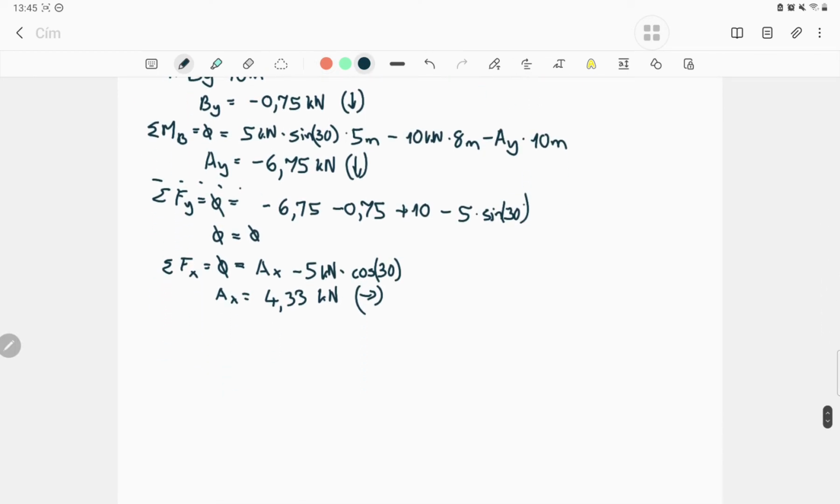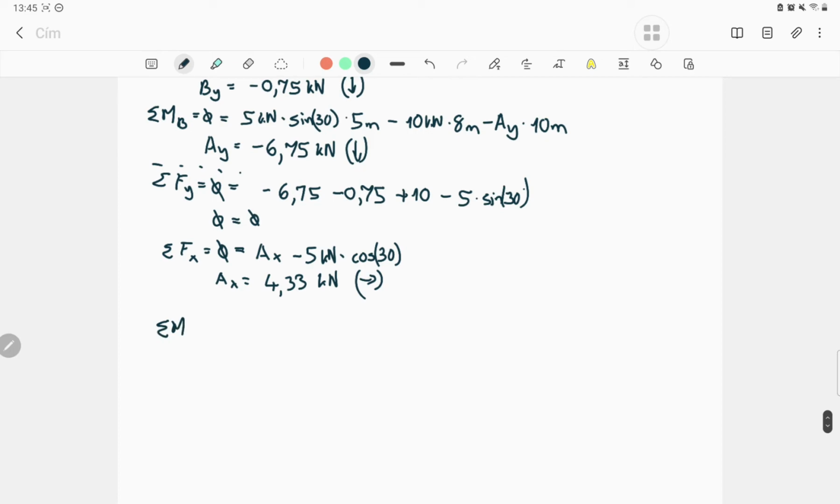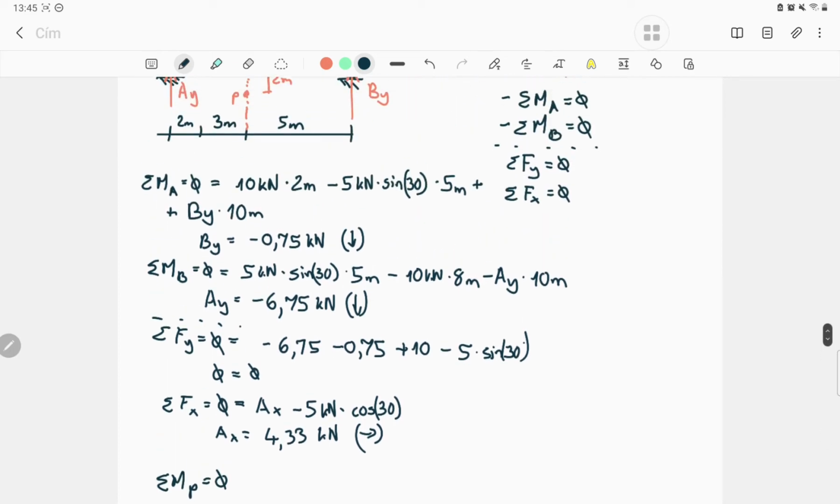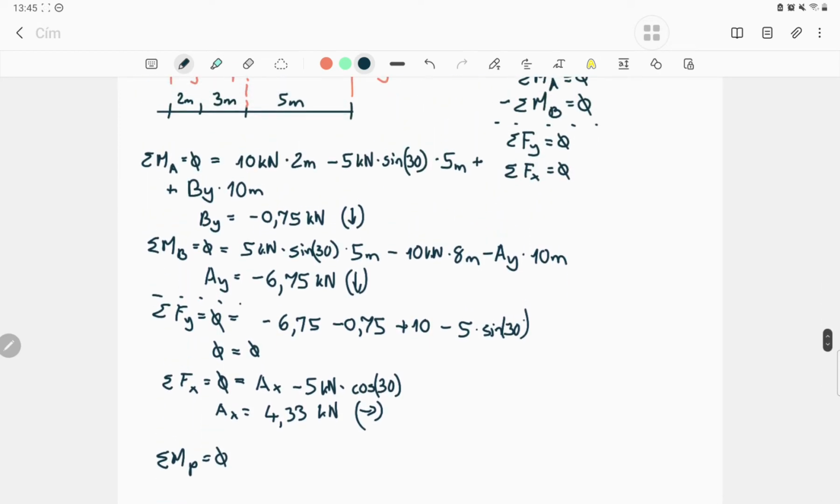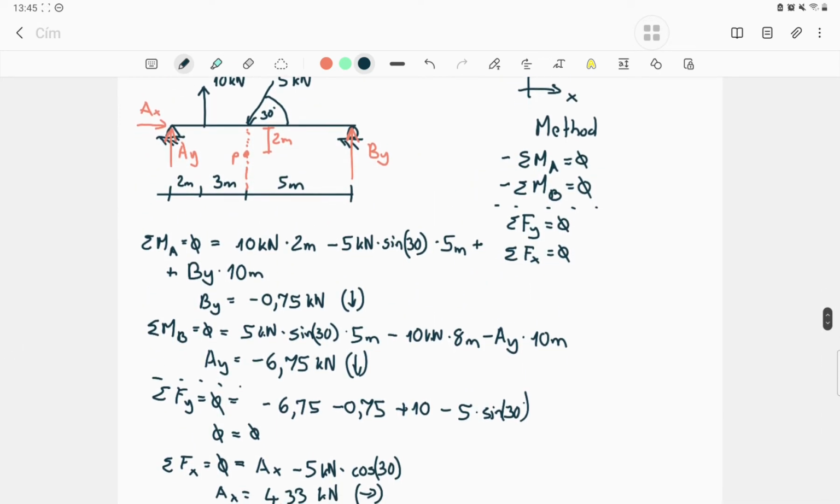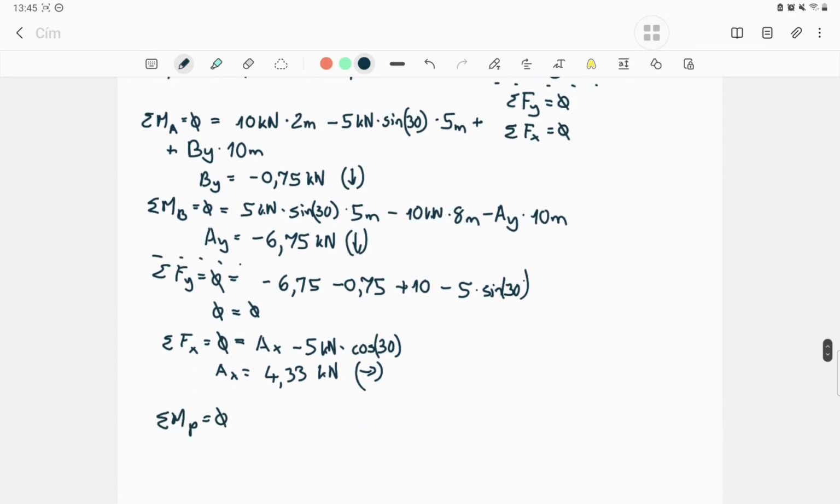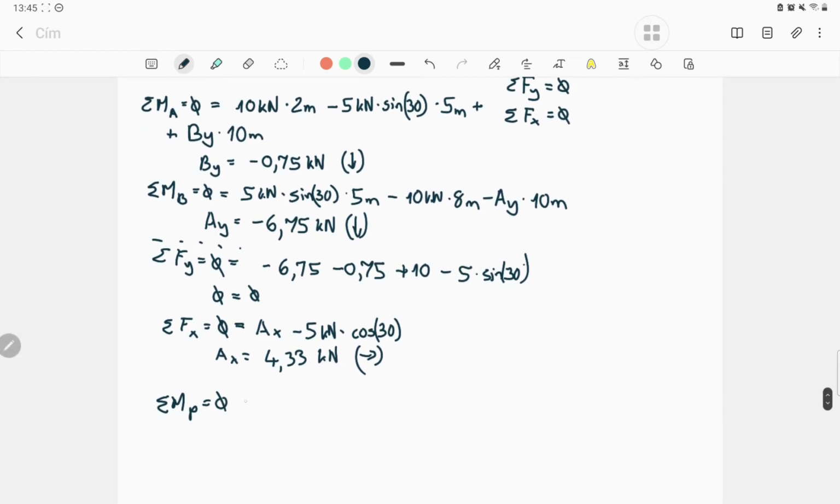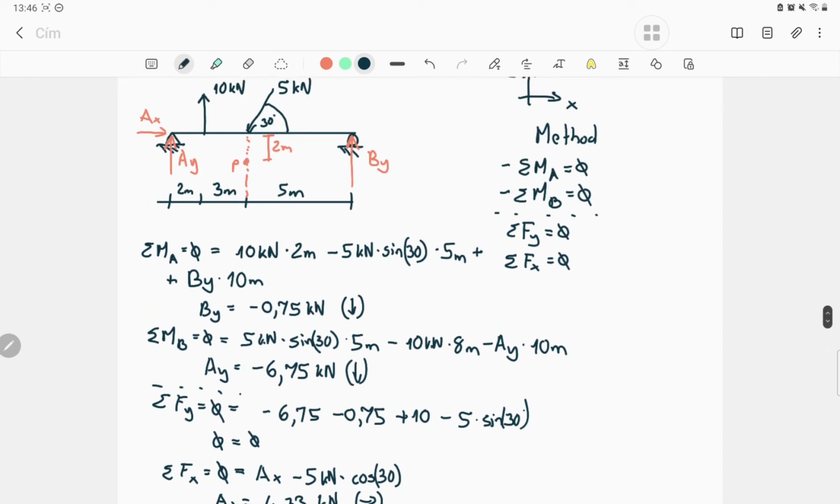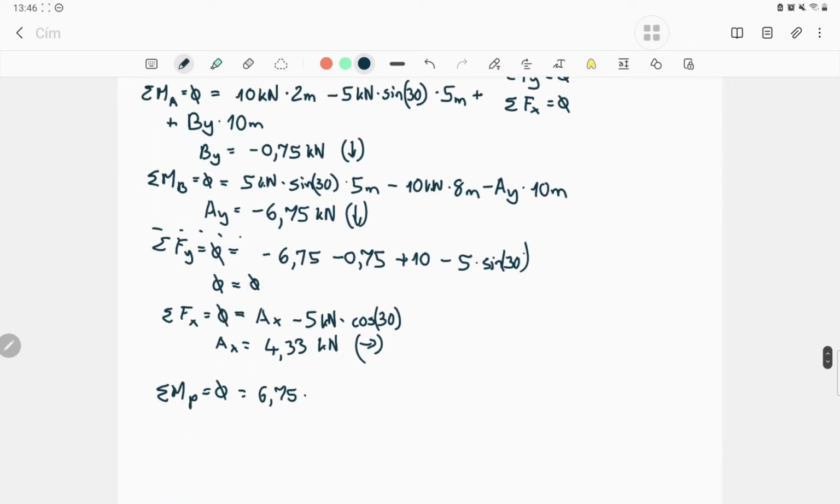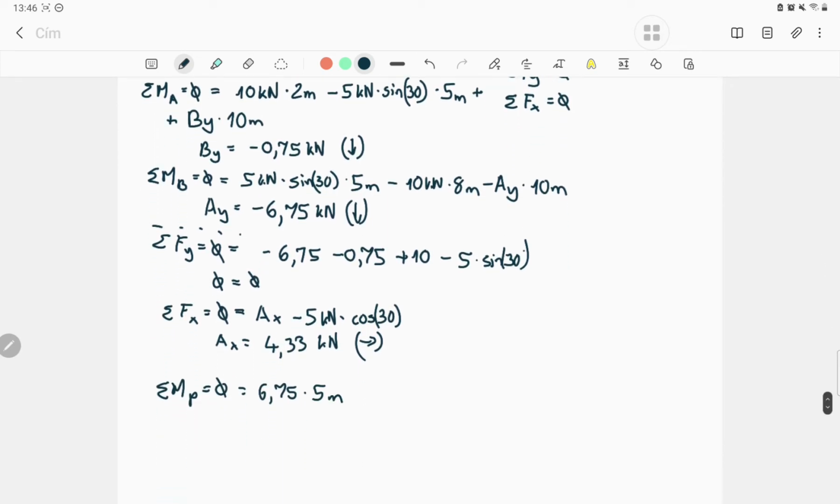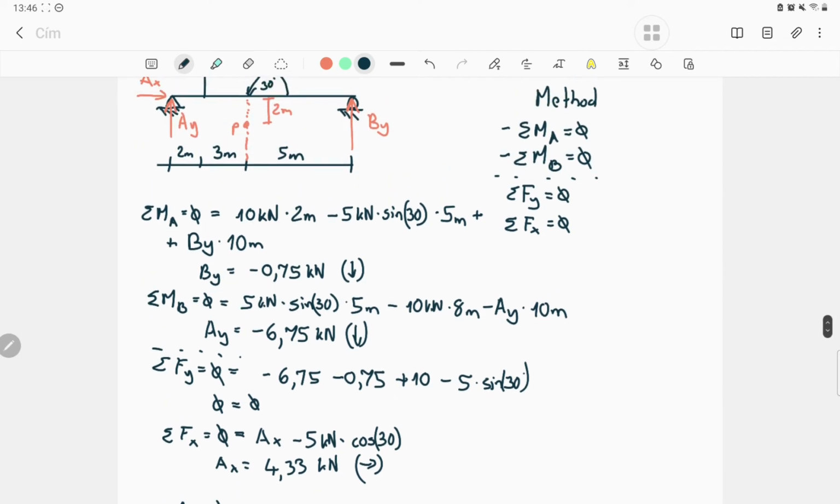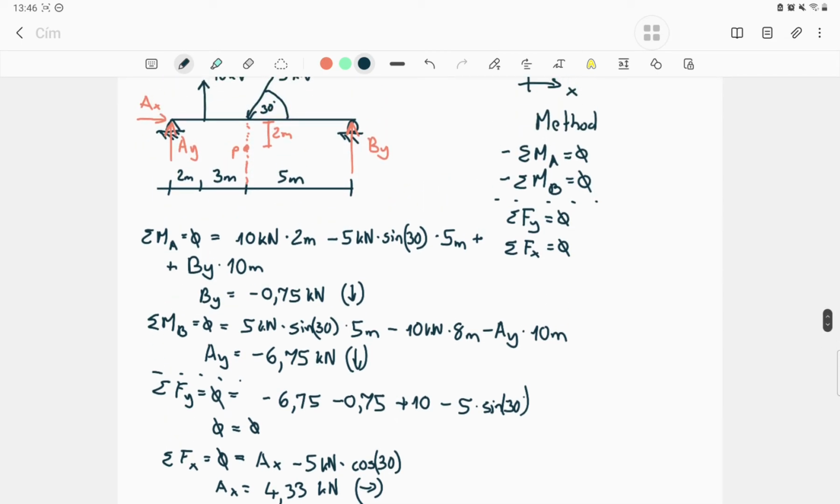Okay, let's see. So now we will write a moment equation, the summation of the moment around the P point, and it still has to be 0, because in statics, if you remember, everything is 0. Let's go one by one from left to right. Let's start, for example, with the AY. 6.75 kilonewton times, from the P point, the perpendicular distance of 5 meters. Because the AY is a vertical force, you only have to check the horizontal distance. The horizontal distance is 2 plus 3, so it's 5.